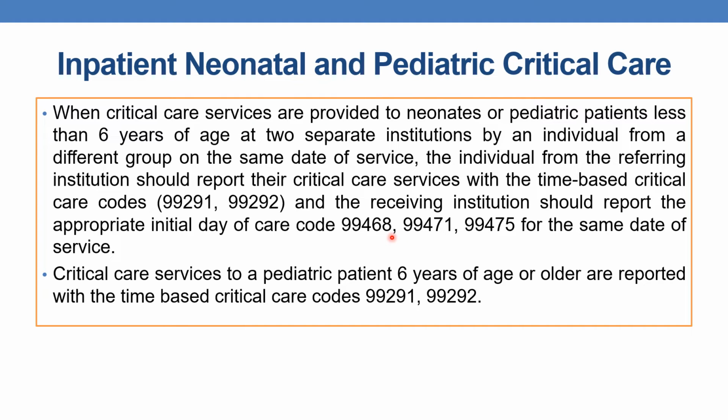Either it can be 99468, 99471, or 99475 for the same date of service. And critical care services to a pediatric patient 6 years of age or older are reported with the time-based critical care codes 99291 and 99292. If the patient is more than 6 years, you need to report only 99291 and 99292.